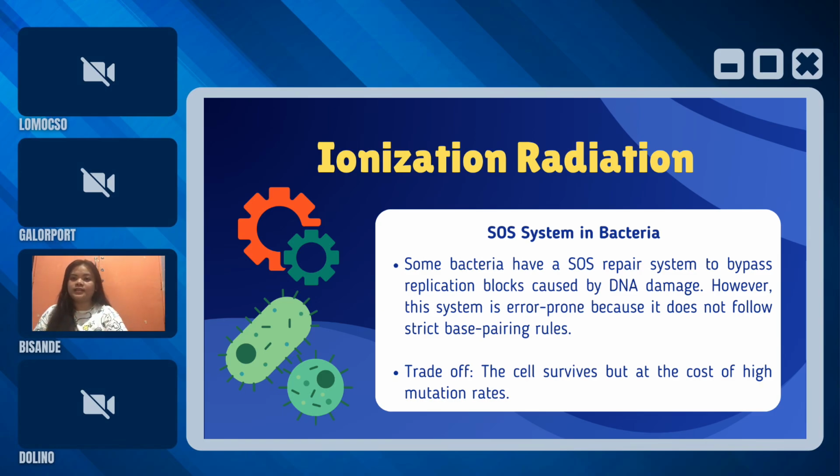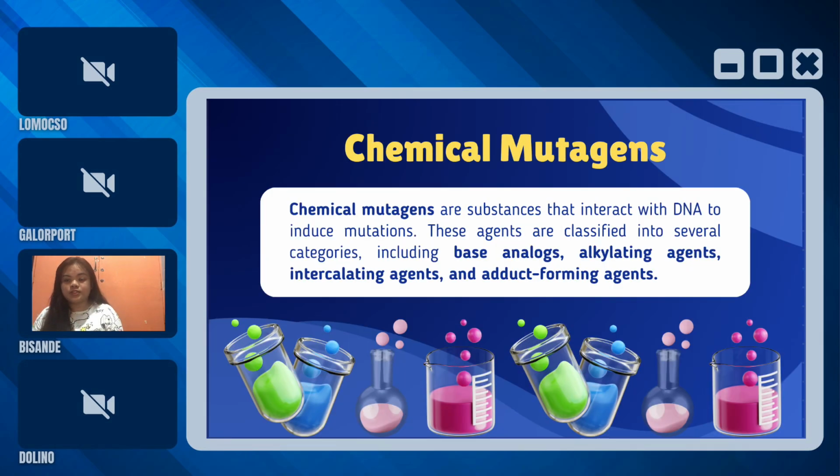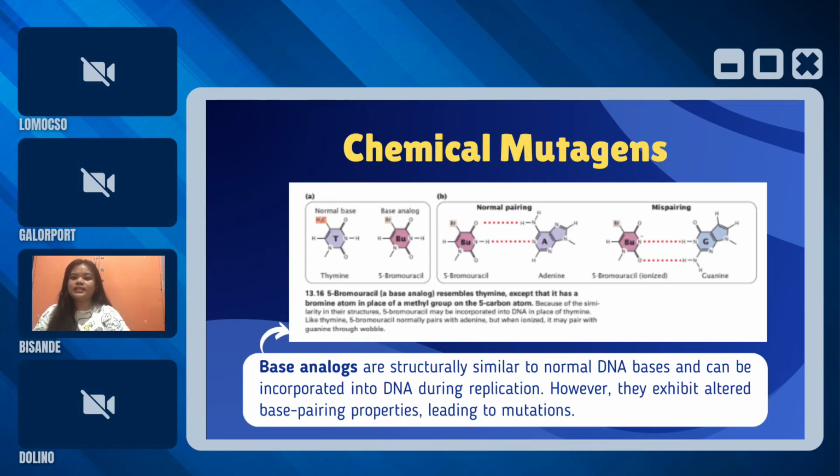And now, after the physical mutagens, let's go to the chemical mutagens. Now, chemical mutagens. So chemical mutagens are substances that interact with DNA to induce mutations. These agents are classified into several categories. We have base analogs, alkylating agents, intercalating agents, and adduct forming agents. Now, we will discuss them one by one. So what is a base analog?